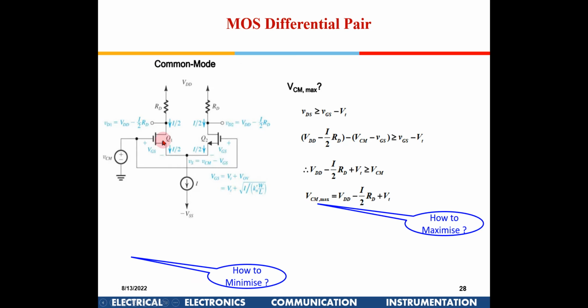Now in this particular slide, what is the maximum voltage here which it can go? If you see here, VDS has to be greater than VGS minus VT for these transistors to be in saturation. Now this is VDD minus I by 2 RD.